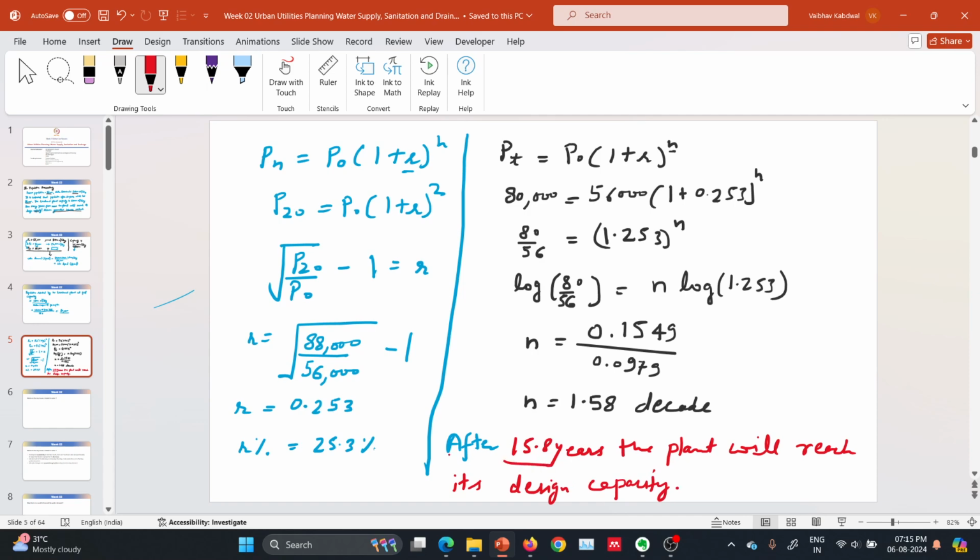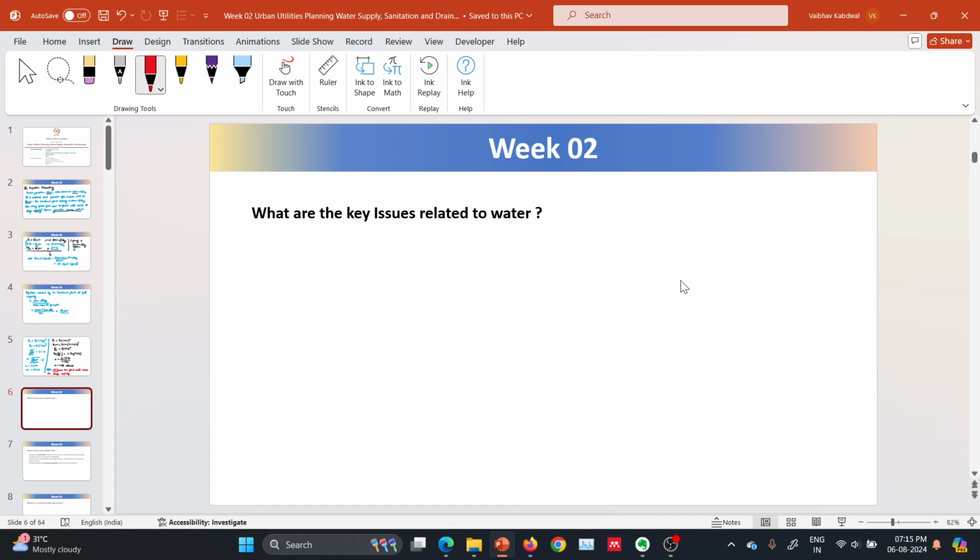After 15.8 years. So this is the answer of this question. Now we can proceed with a few MCQs. So what are the key issues related to water? These are the general points which we see every day related to the water.